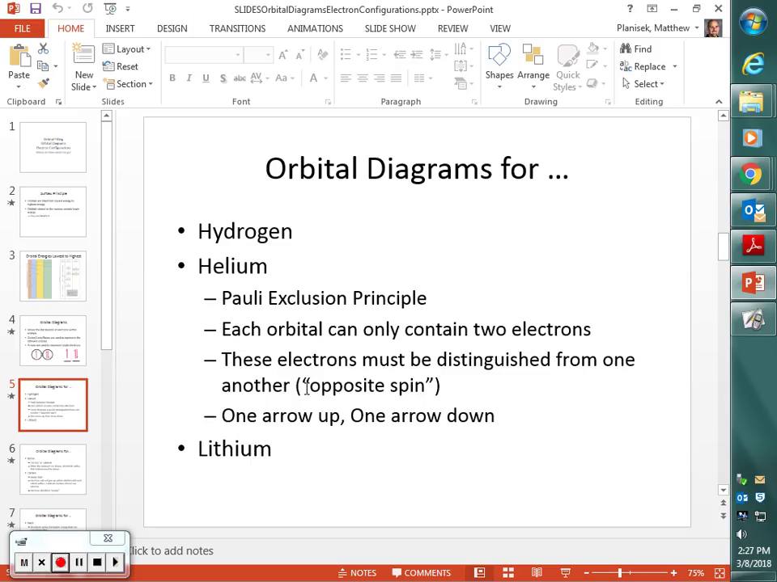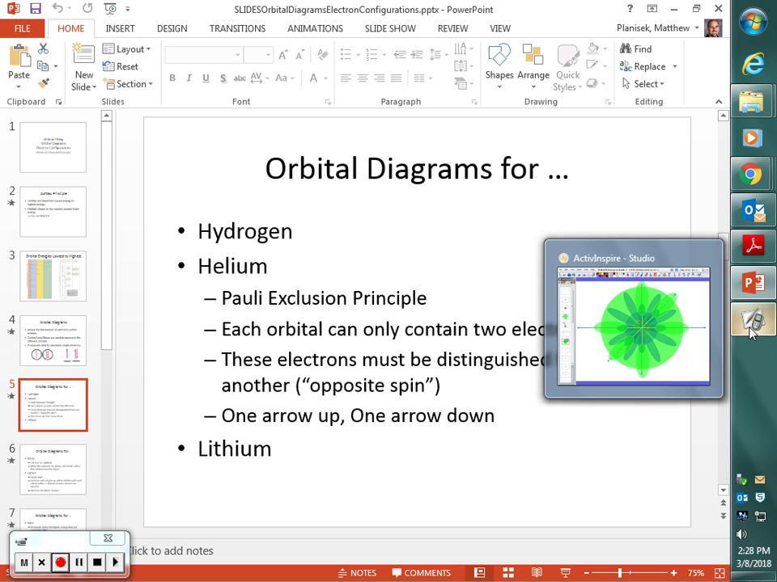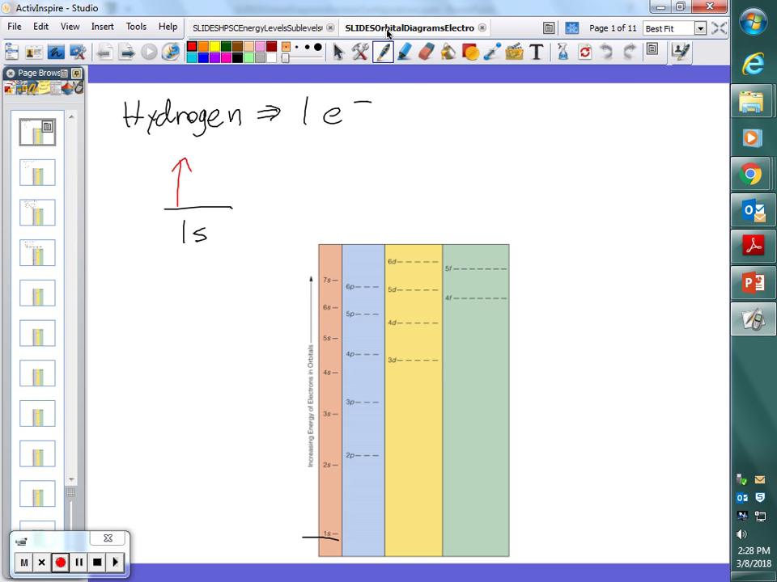So, 3 rules. Aufbau principle, lowest energy to highest energy. 2, Pauli exclusion principle, each orbital can only hold 2 electrons. All right, good. So let's review some of our orbital diagrams that we drew on Tuesday. We started off with the easiest orbital diagram, right? That's hydrogen. In order to figure out the orbital diagram for an element, what's the first thing that we need to do?